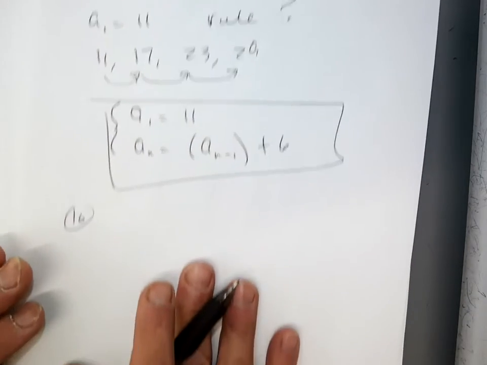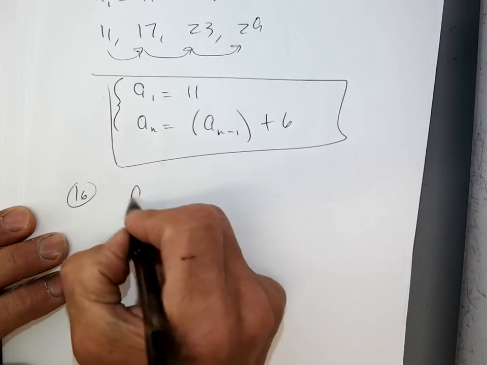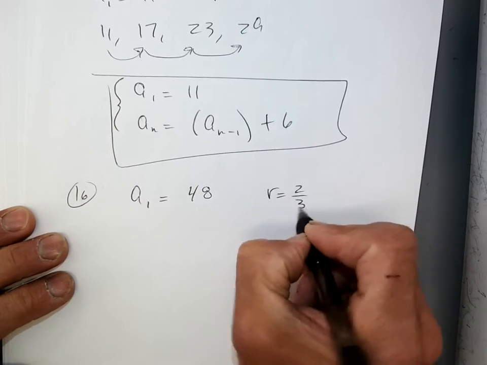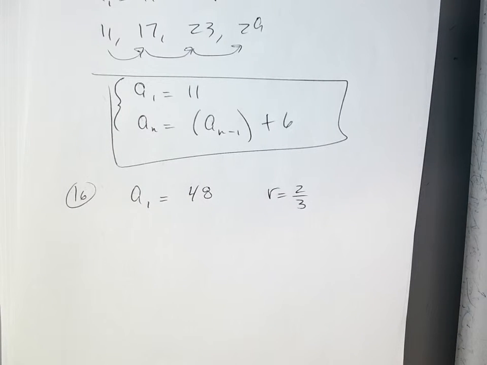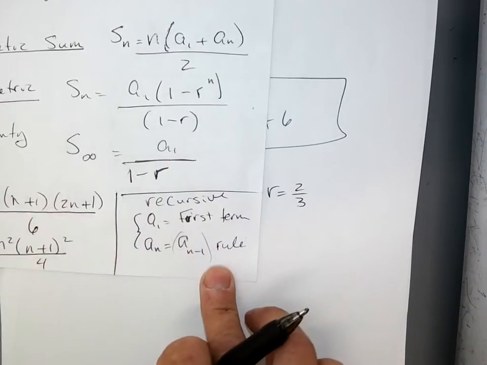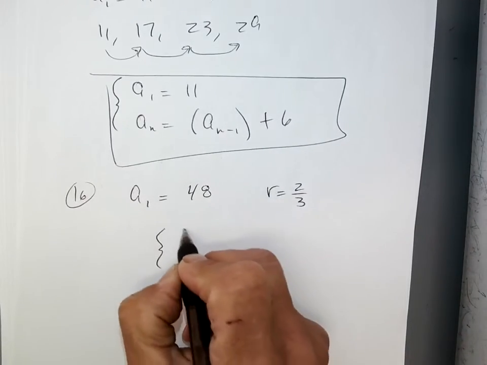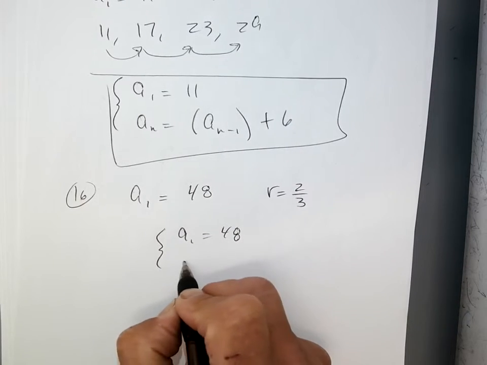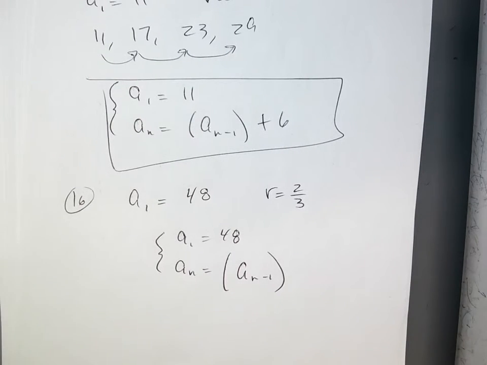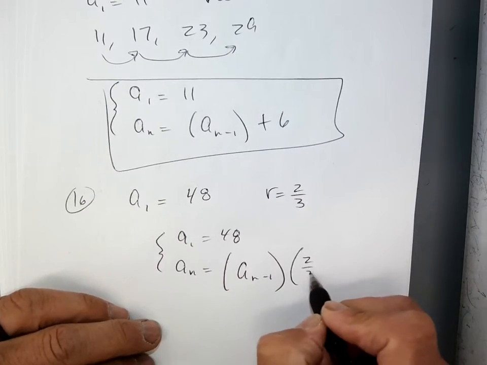16. We're going to get this done. Okay, I know a1 is 48 and r is 2/3. And if r is 2/3, we're multiplying by 2/3. Does that make sense? So again, we've got to do my little formula sheet out. I've got to do my recursive, right? So a1 is 48. a_n equals, so we got to write this a_(n-1). And what's my rule? We're multiplying by 2/3, right? Times 2/3. That's it.